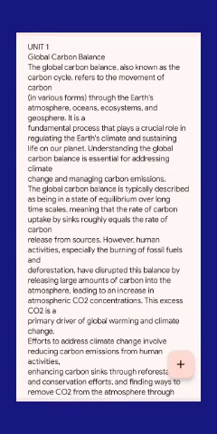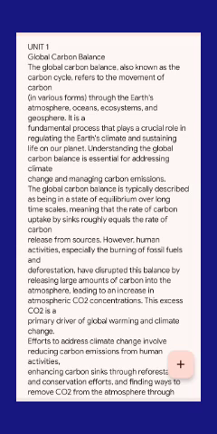Unit 1: Global Carbon Balance. The global carbon balance, also known as the carbon cycle, refers to the movement of carbon, in various forms, through the Earth's atmosphere, oceans, ecosystems, and geosphere.